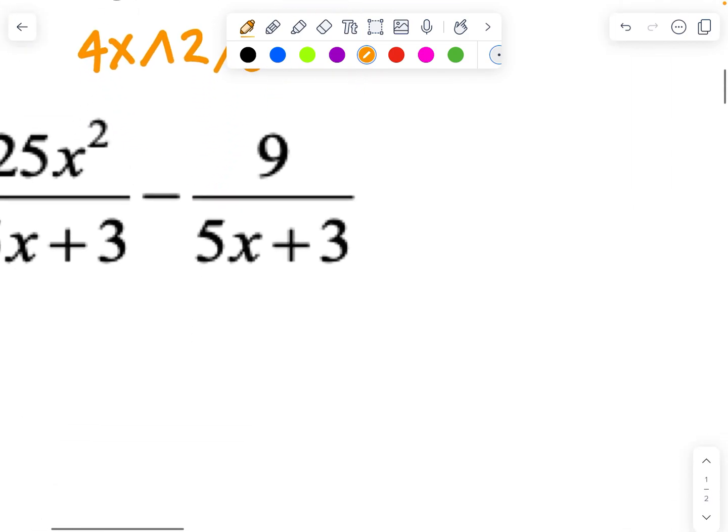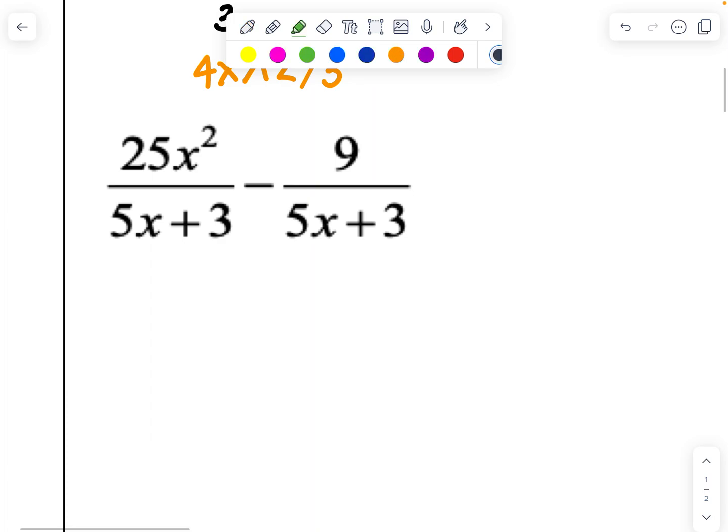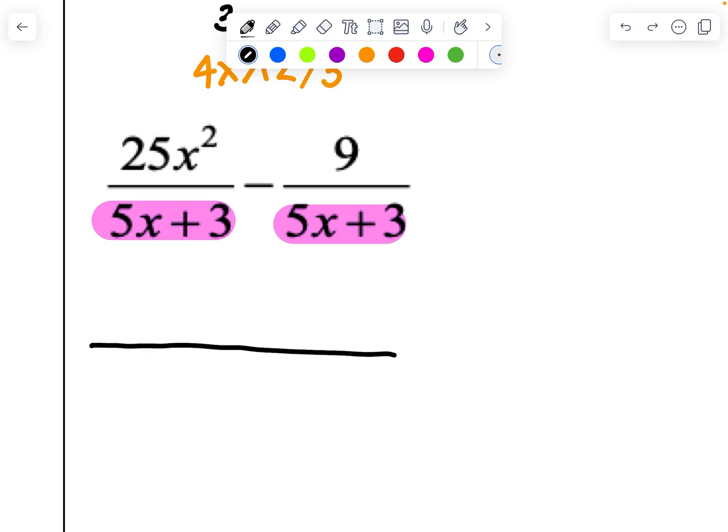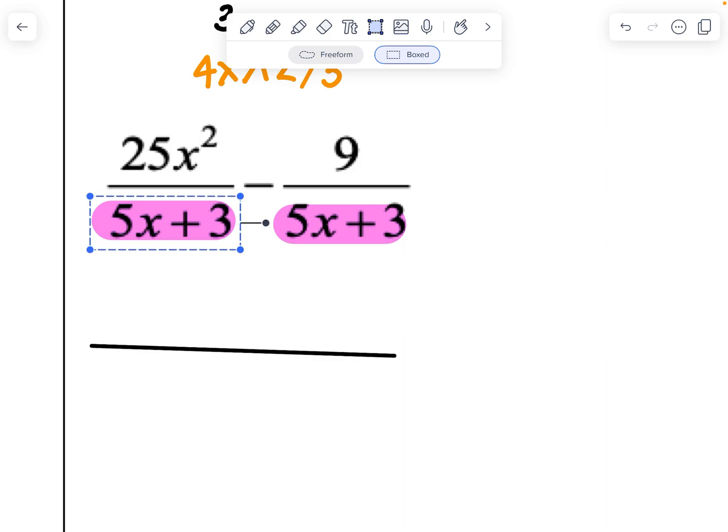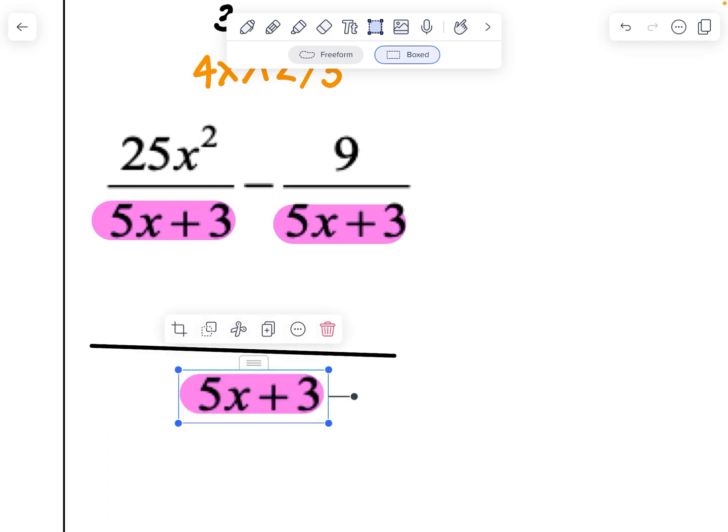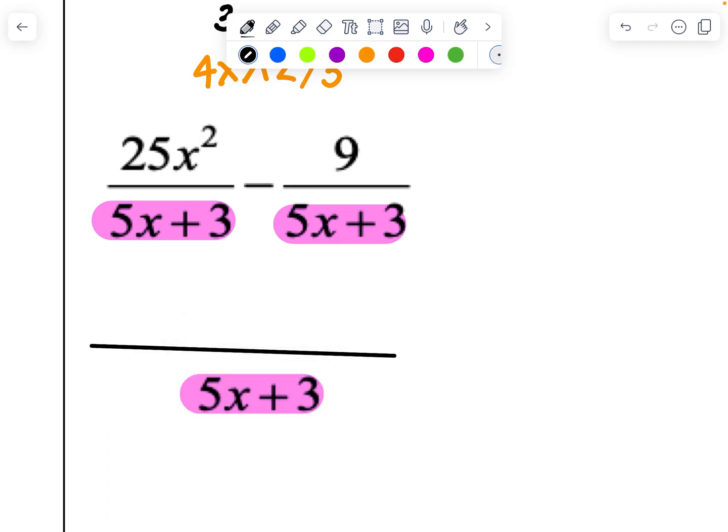All right, so here, the first thing we're going to do is look at our denominators. And we're going to say this denominator and this denominator are the same denominator. And as soon as I have the same denominator, I am simply going to take my common denominator and put it below the fraction bar. And then I'm going to simply take what is in my numerators, which are 25x squared minus 9, and write it down.